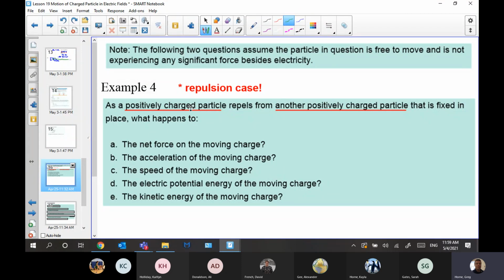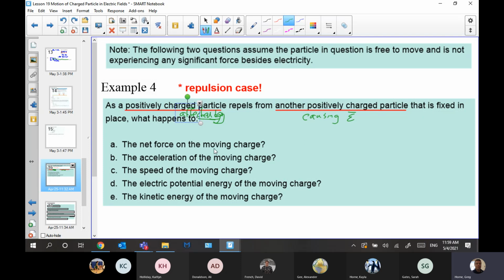So we have dying minutes to just think through the logic of this. If we've got a positively charged particle and we've got a positively charged particle that's fixed in place. So we've got the one that's causing the field, and then we've got the one that's responding. This one's causing the electric field. This one's the one that's affected by the field. Anyways, so what's the net force?